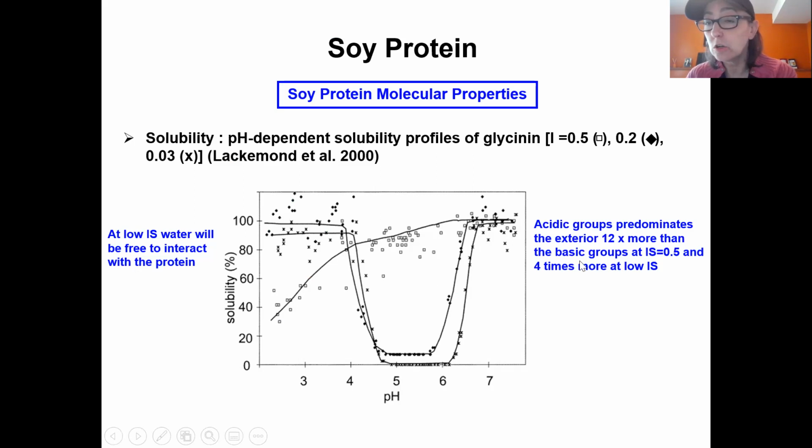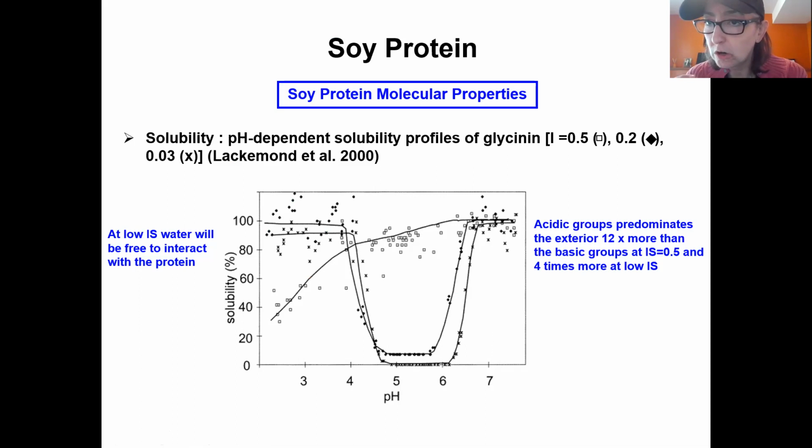Now, what this research has looked into, it determined that the acidic subunits within glycinin dominate the exterior of the monomer, or the protein, 12 times more than the basic subunits. So basically, your acidic subunits with the additional carboxyl group are dominating on the surface. So at low pH, your carboxyl groups get protonated.